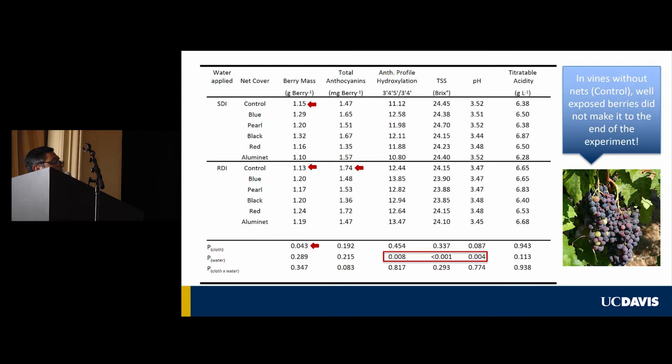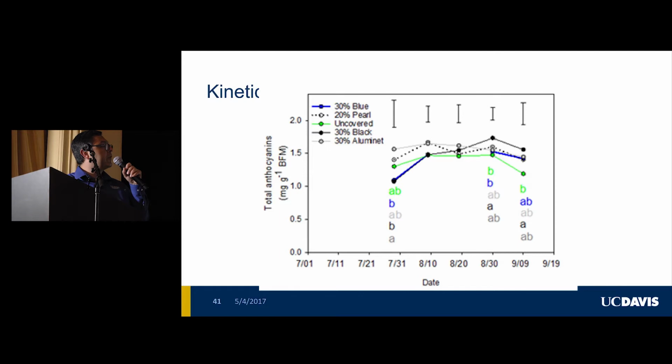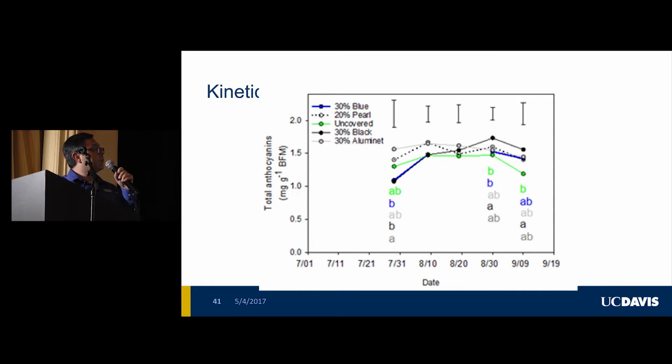We are able to make this a little bit better if we put on the blue shade cloth and combine it with a regulated deficit irrigation practice. But when we look at the kinetic development of anthocyanins in Cabernet Sauvignon on the west side of Oakville, we see that we are able to optimize our anthocyanin concentration. By the 30th of August, about a week before harvest, with the black shade cloth we're still within our parameters. If we look at the control, which is uncovered, in green, this is dropping by about 43%. So they're essentially bleached out in this case.